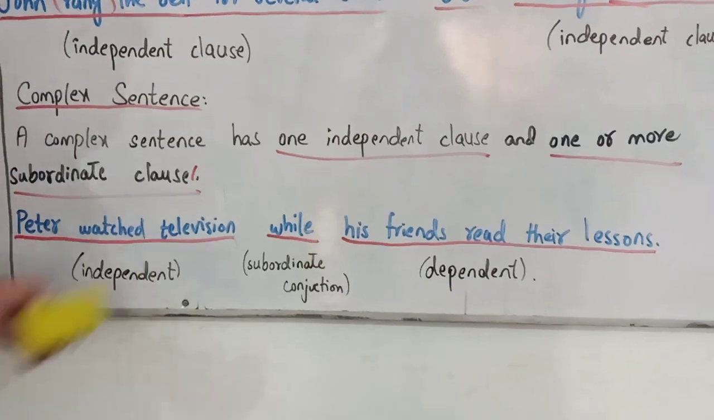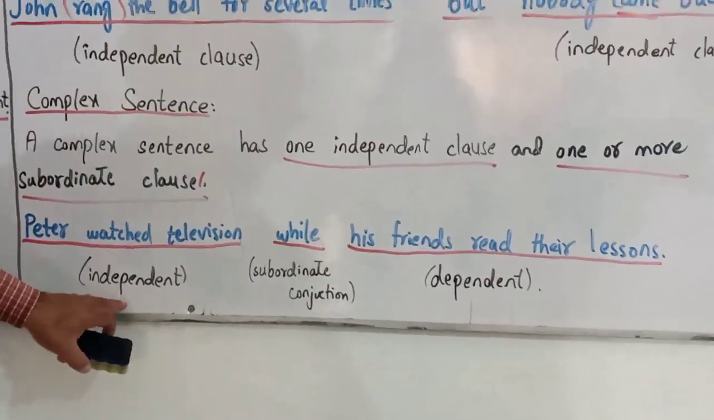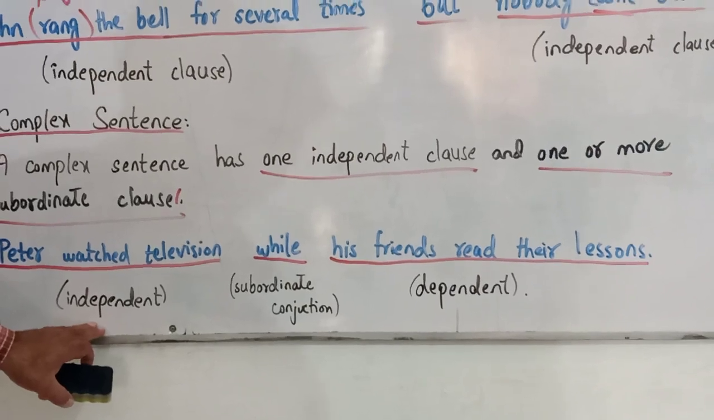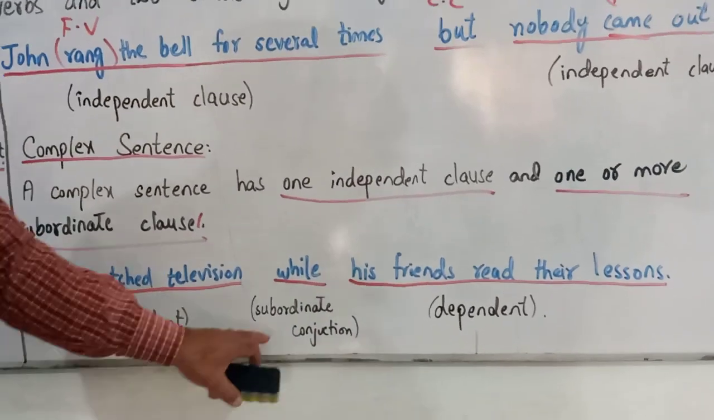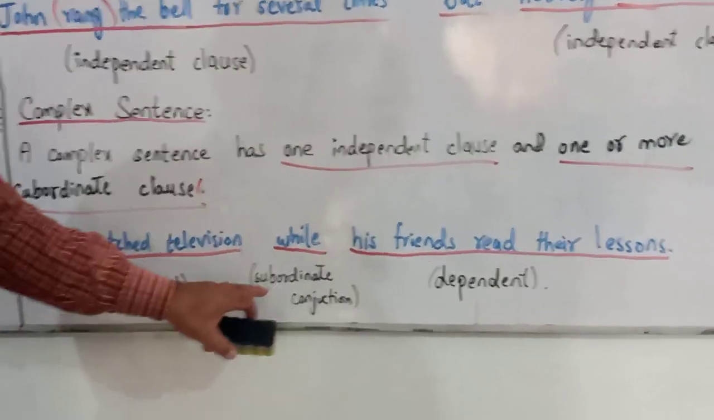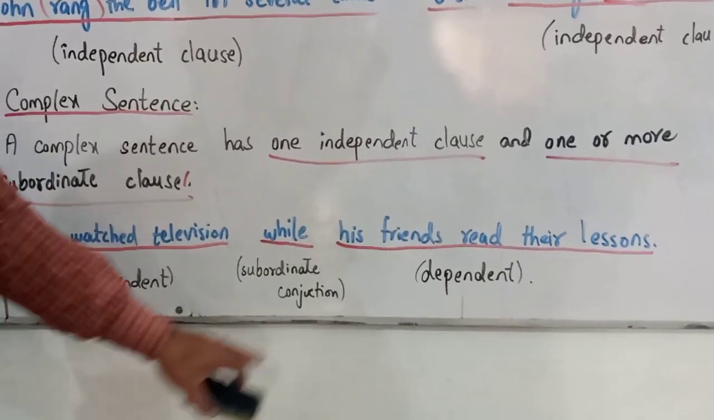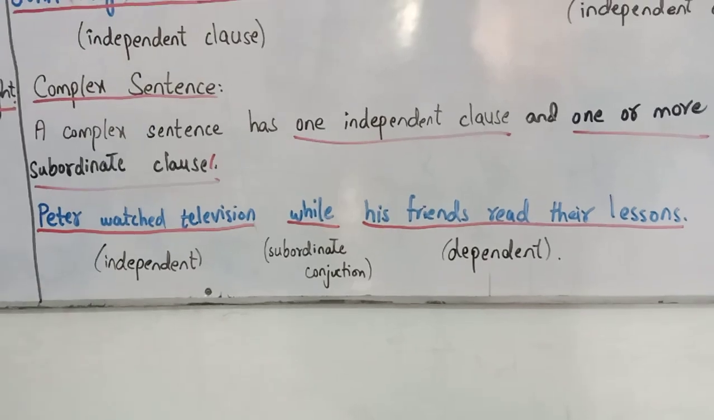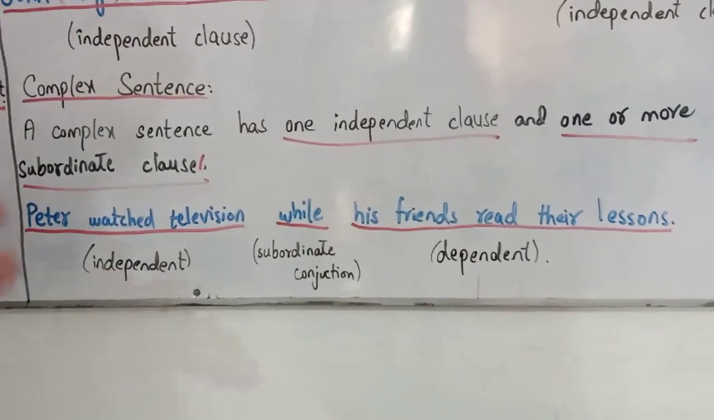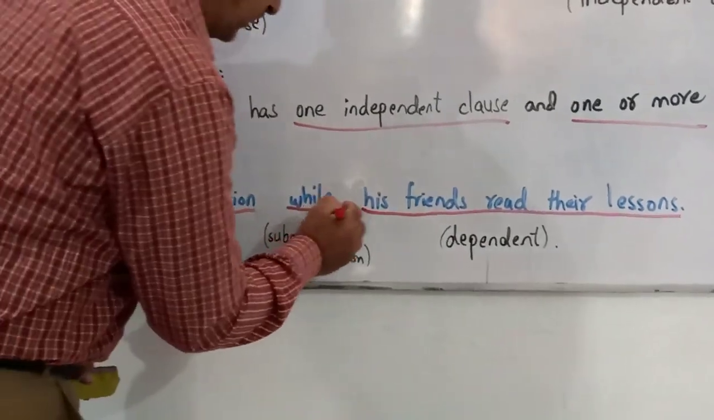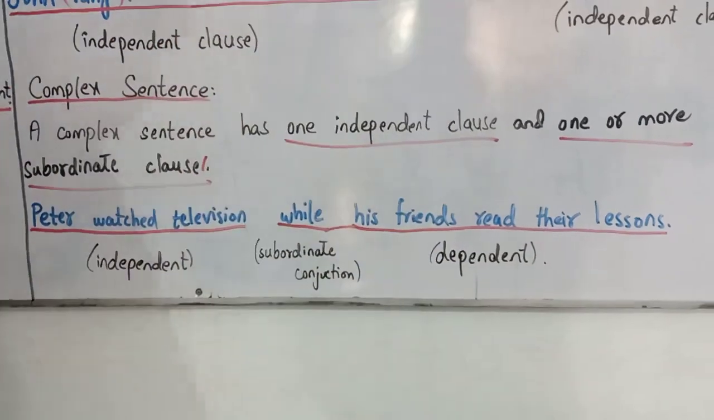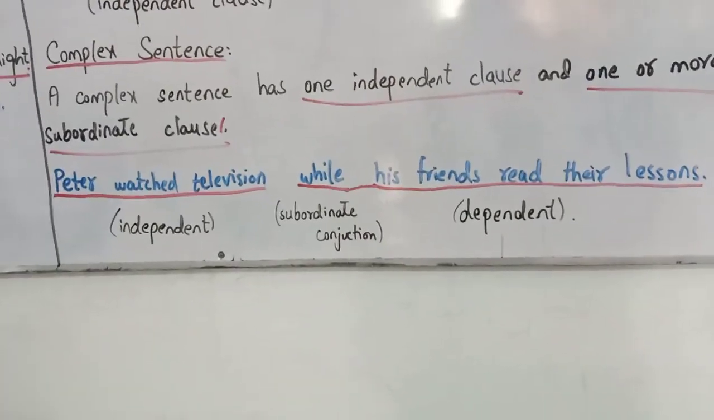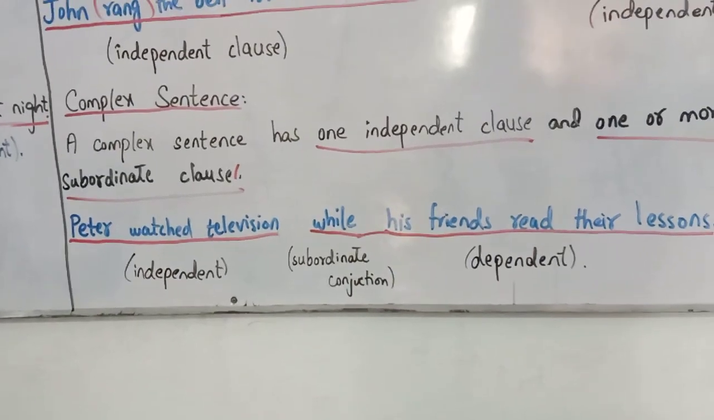Peter watched television. It's giving a complete sense, so it's an independent clause. Then there is a conjunction, a subordinating conjunction, while. His friends read their lessons. Then there is the dependent clause. If we add this, while his friends read their lessons, it becomes a dependent clause. Clear?